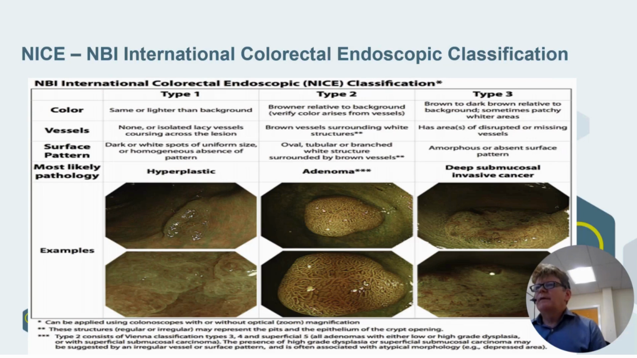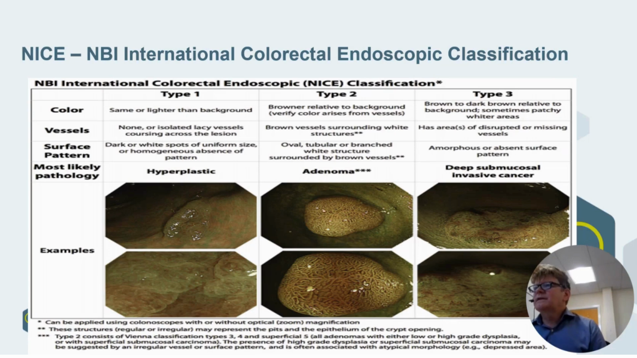This is lighter than the background mucosa in color. There are either no or 1 or 2 isolated lacy vessels coursing across the lesion. You can see this star-like pit pattern in magnification here at the bottom. So this is all very typical of a hyperplastic polyp with a type 1 vascular pattern.